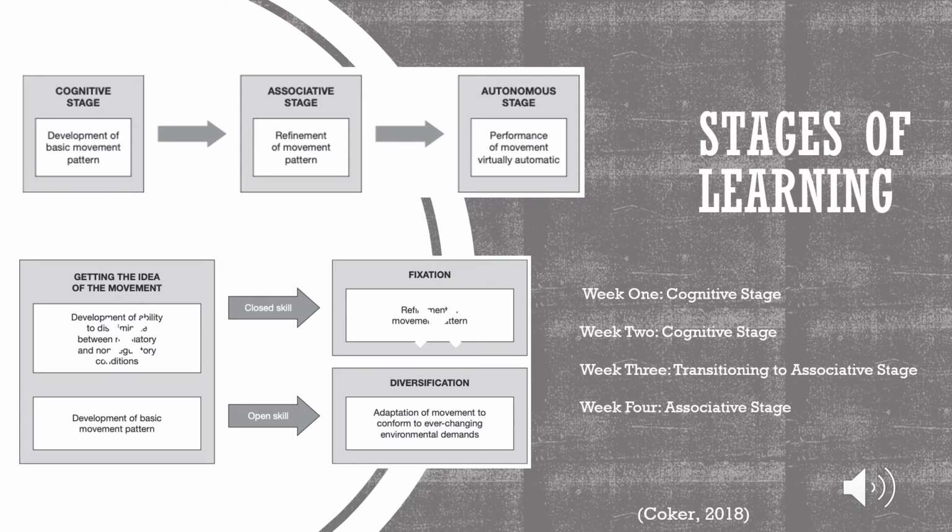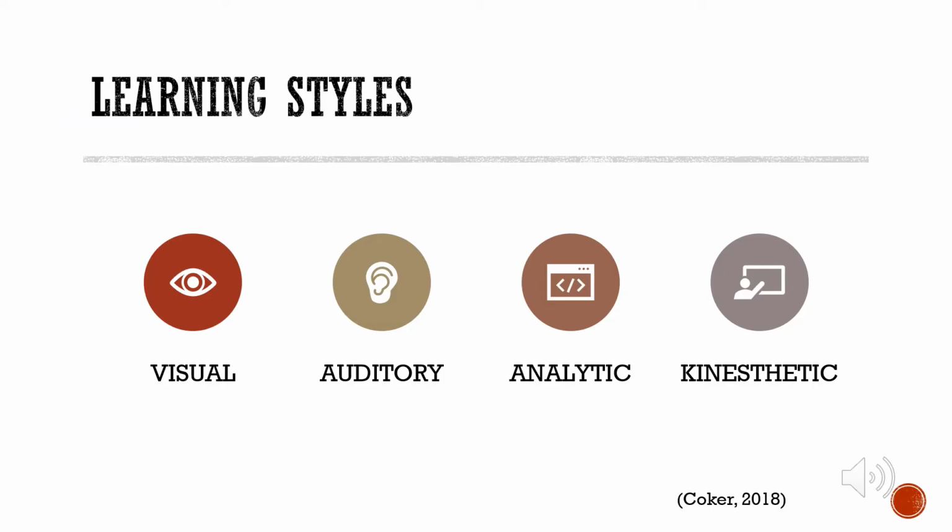Students are classified into Fitts and Posner's cognitive stage of development in weeks 1 and 2, as they are refining basic movement patterns and transitioning into the associative stage in weeks 3 and 4. This also aligns with Gentile's 2-stage model for an open skill, where they are developing the basic movement pattern of dribbling. Program learning will occur through visual, auditory, analytic, and kinesthetic styles to accommodate all student learning. This multimodal approach will utilize video feedback, trial and error, music, and testing, incorporating all learning styles.